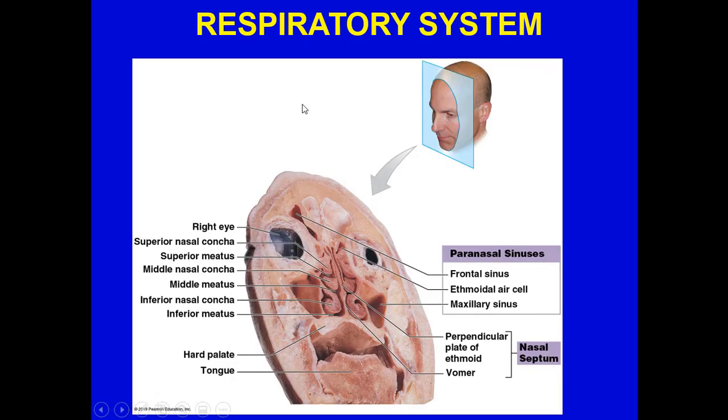Now, if you do this cut through here, you're going to see, of course, these structures like the eyes, etc. But the purpose of this is to show you the paranasal sinuses, which include, of course, the frontal sinus, the ethmoid air cell, and the maxillary sinus, which is on the side here. Okay, here you can see the nasal conchae.